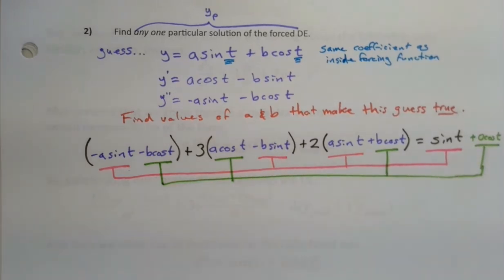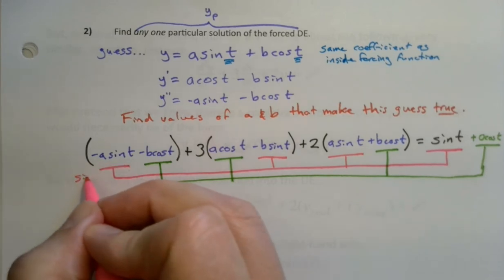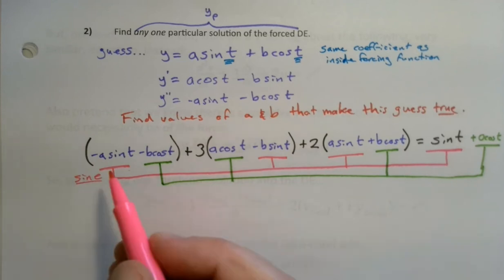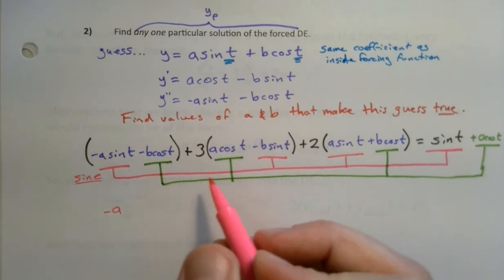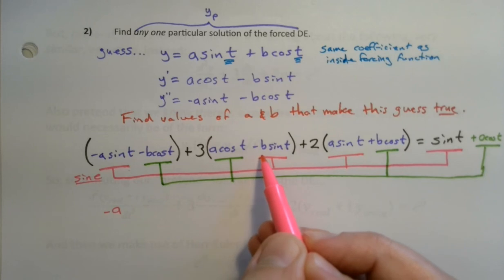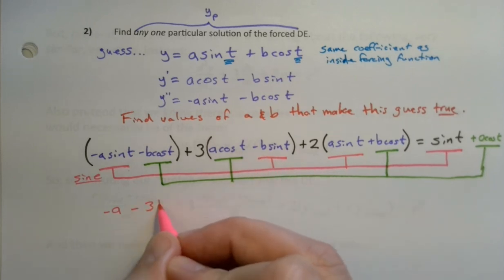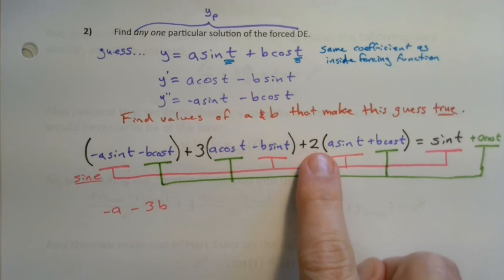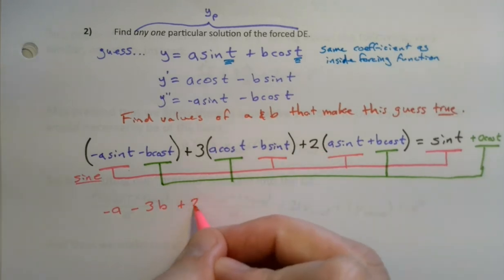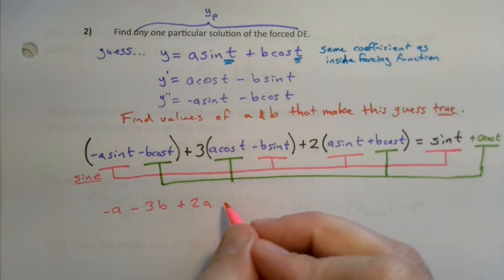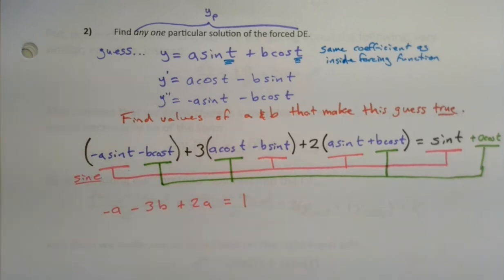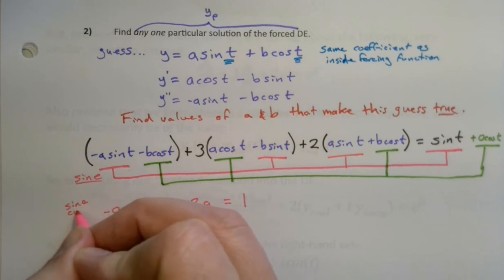And so I actually have 2 equations going on at the same time. I'm just going to pay attention to their coefficients. You'll notice this is all the sine terms. So this is negative a. And then this is going to be plus 3 times negative b, so minus 3b. And the next sine term is here, so it's 2a. And then this side is just equals 1. So there's one equation in terms of the sine coefficients, right? And so these are the sine coefficients.